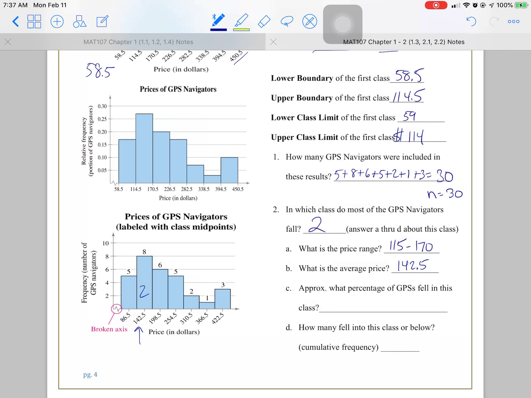Approximately what percentage of GPS fell in this class? What percentage? Well, we know 8 fell in out of how many? 8 out of 30. So that comes out to 8 divided by 30 is 0.26 with a repeating 6. Times 100, so approximately 27% of the GPSs out of the 30 fell into the second class. And then it says how many fell into this class and below. So the cumulative frequency for the first two classes would be 8 plus 5 is 13.